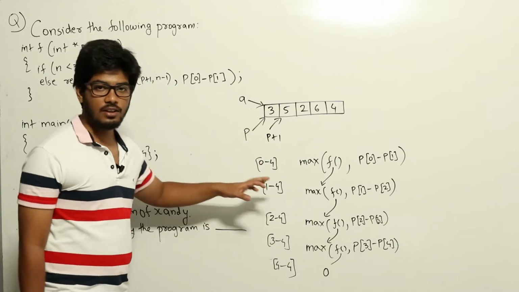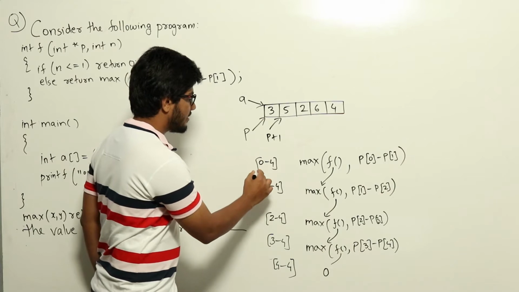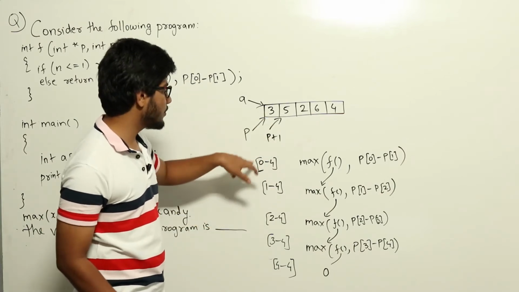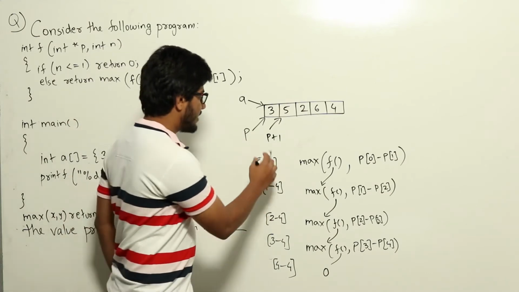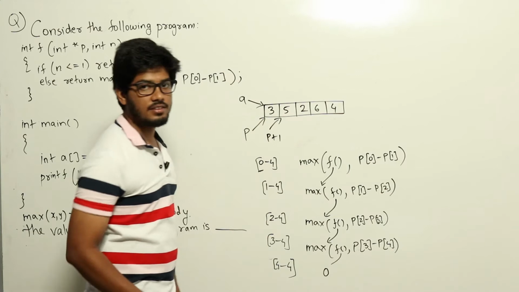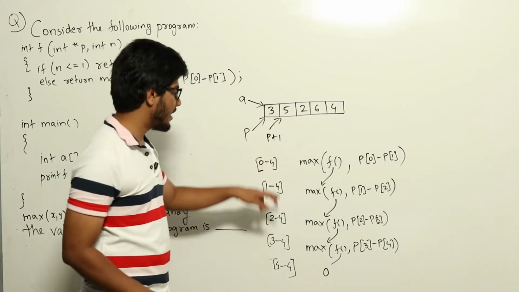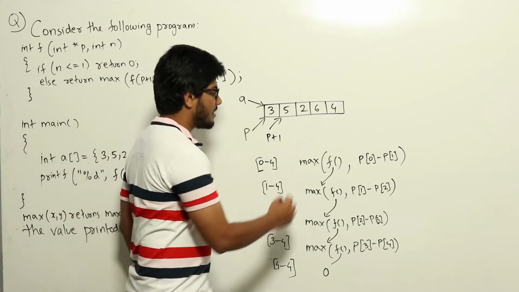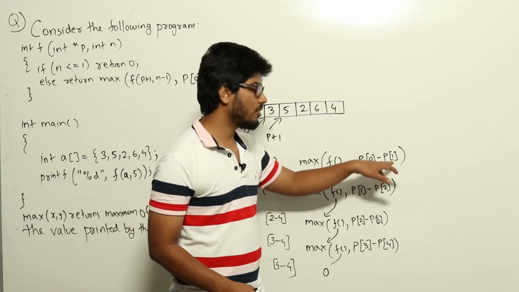Initially we are calling the function with the starting address of the array as a[0], where p was pointing to a[0] and n was 5 initially, meaning that the array indices ranged from a[0] up to a[4]. The array of size 5 like this was passed initially, and then we are returning the maximum of this function called again, comma, p[0] minus p[1].